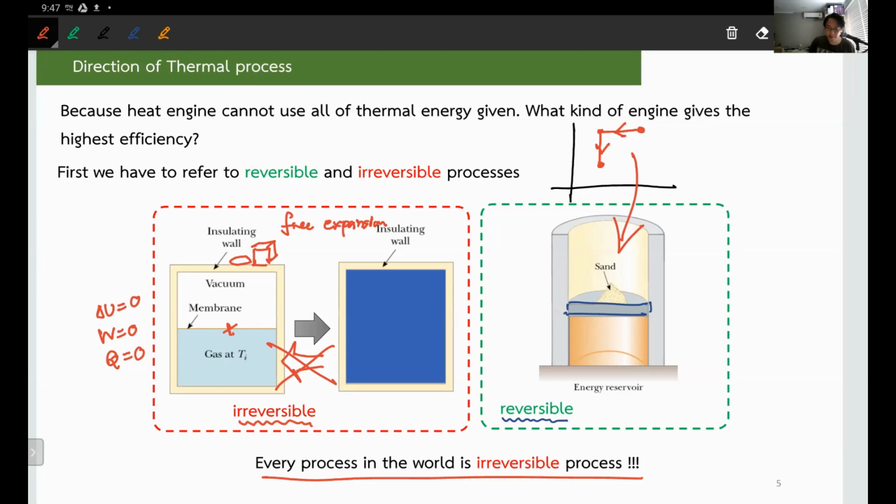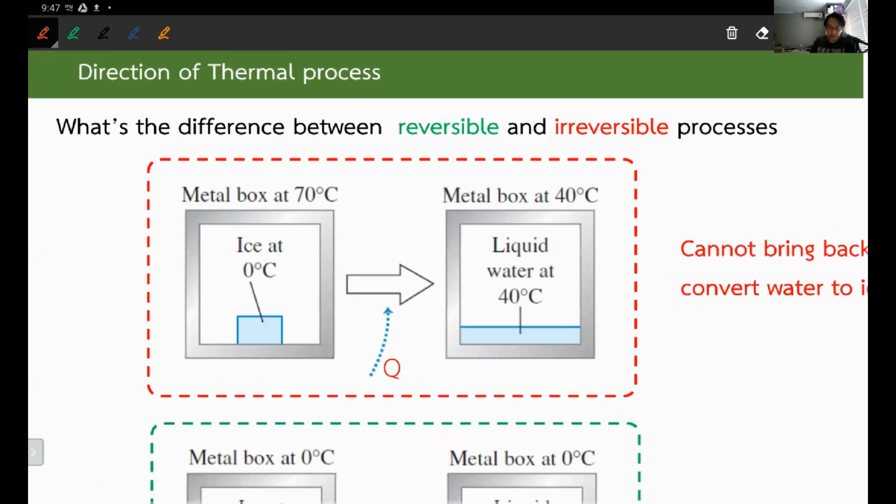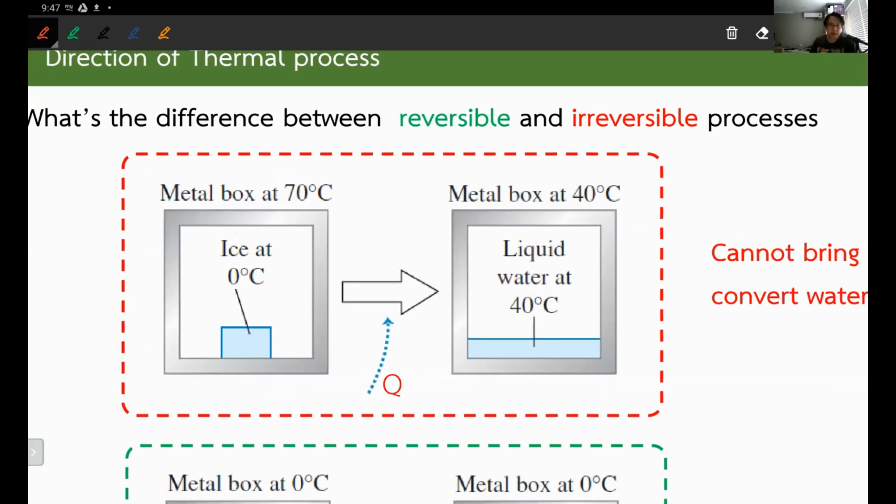Okay, the point is this. Now, let's take a look at a more realistic system. If you have a metal box, let's focus on the top one first. And you're having fun here, I hope. I'm just telling you a story here.